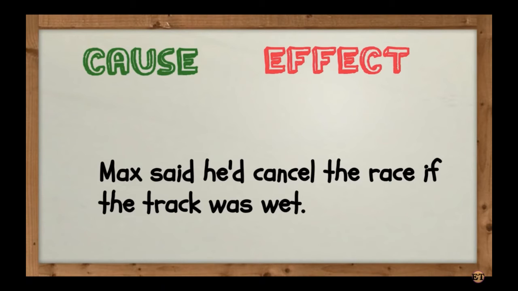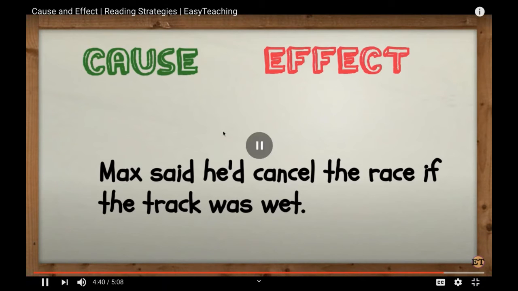Max said he'd cancel the race if the track was wet. Perfect. Let's try this one. So what comes first? Did he cancel the race first, or is the track wet? So the track is wet, and that caused him to cancel the race. So the cause is the track is wet, and the effect is he canceled the race.